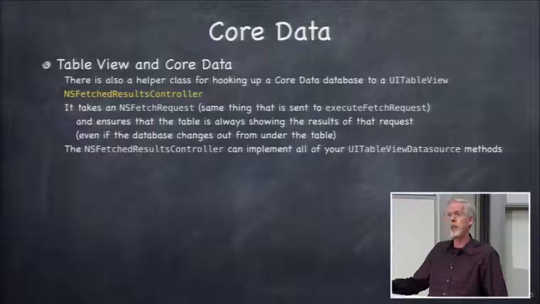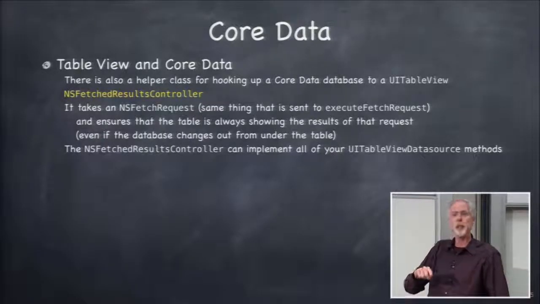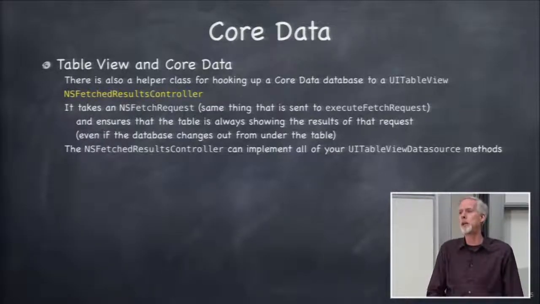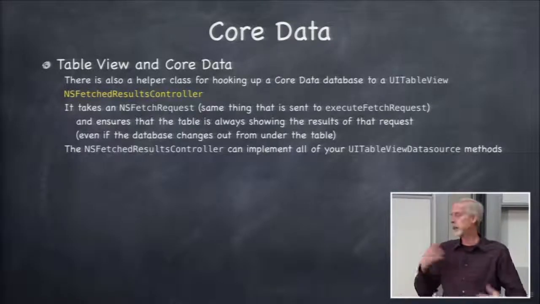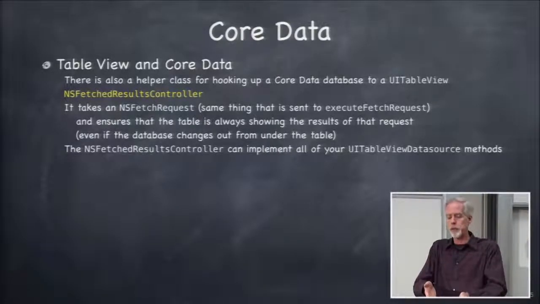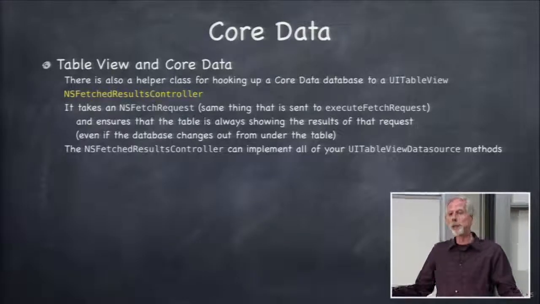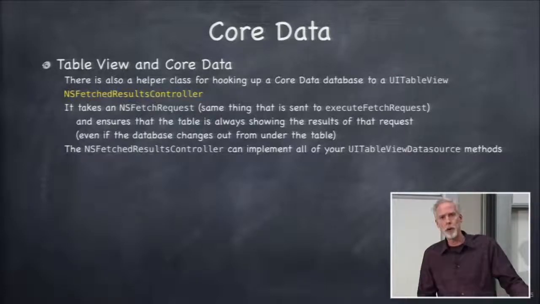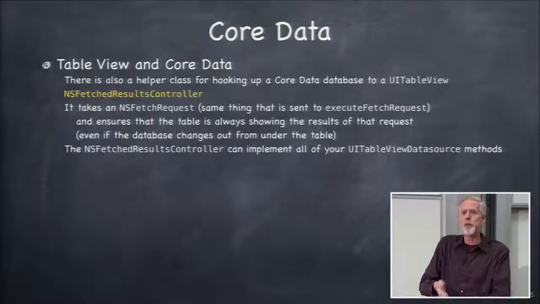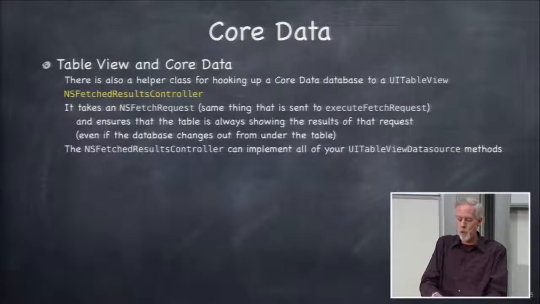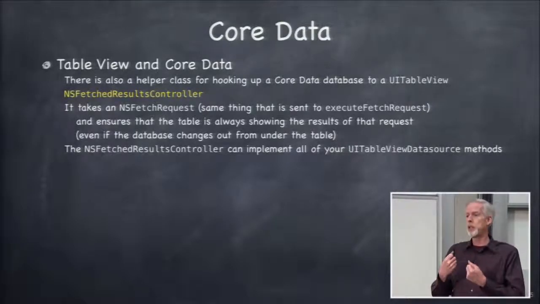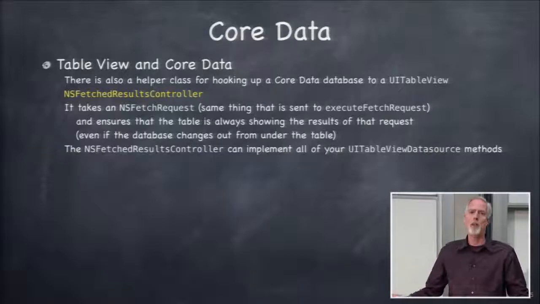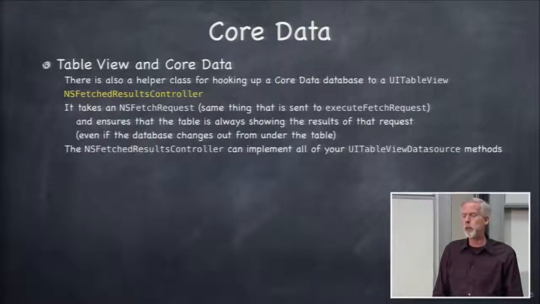Because if you add something, and the thing you added matches that fetch request, boom, it'll just automatically appear in the table. So basically the fetched results controller will implement your UITableViewDataSource methods for you: how many rows in table, how many rows in section. You still have to do your own cellForRowAt indexPath to do the UI part of it, but there's just one method in the fetched results controller that will tell you which managed object is in this row in the table. So if you're doing Core Data for your final project and you're doing table views, you definitely want to look up NSFetchedResultsController, okay?